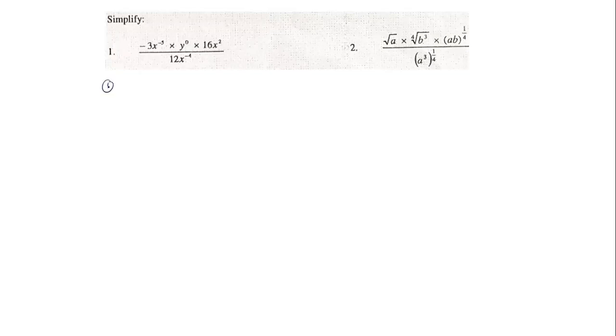Question number 1 says we have negative 3x to the power of negative 5, multiplied by y to the power of 0. It's not 6, it's 0, which might be confusing. Multiplied by 16x to the power of 2, and then divided by 12x to the power of negative 4. In this case, we need to simplify this expression.